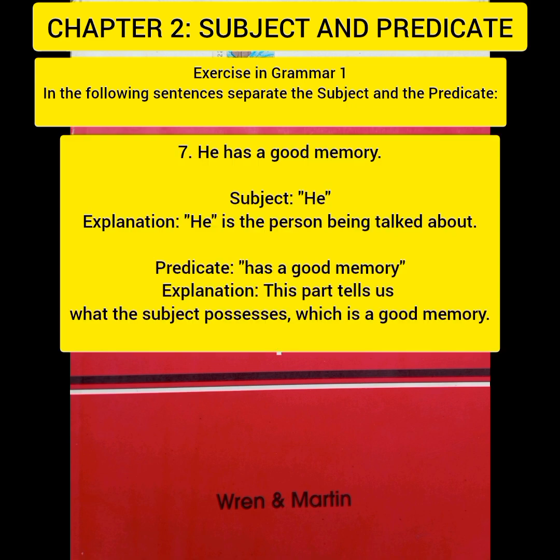7. He has a good memory. Subject: he. Explanation: he is the person being talked about. Predicate: has a good memory. Explanation: this part tells us what the subject possesses, which is a good memory.